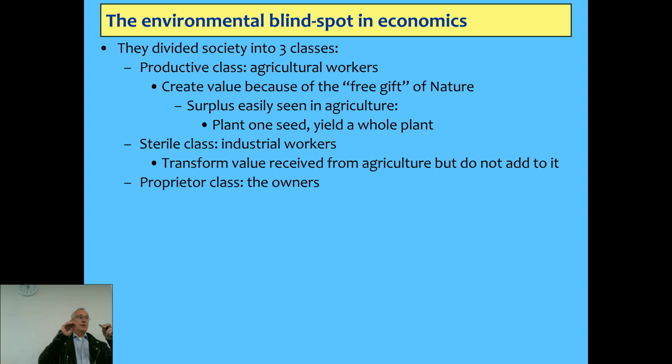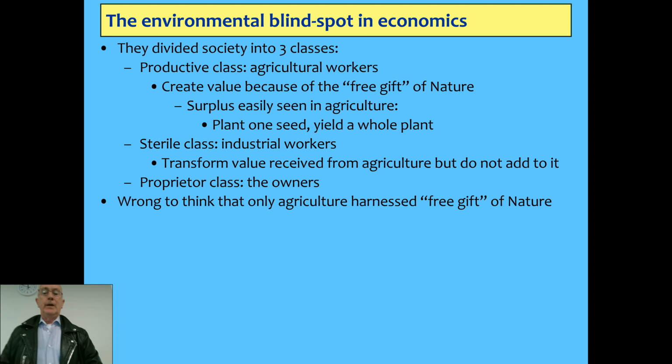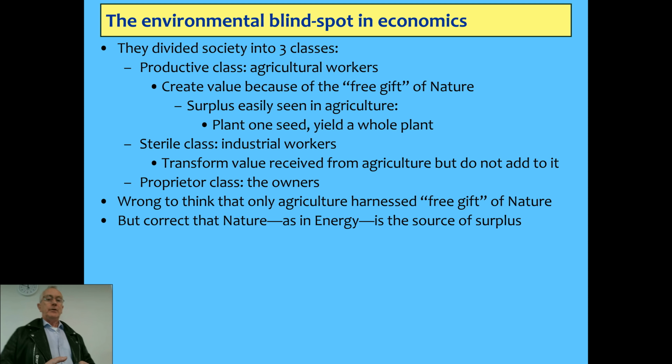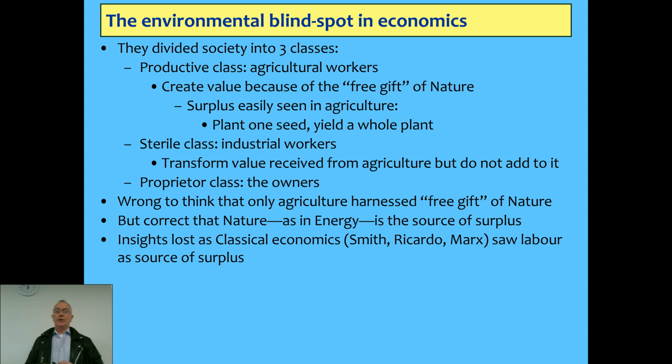They weren't seeing the role of energy in what the industrial workers did. So they missed that particular clue. Then they had what they called the proprietor class, or the owners, and they were the ones who made the greatest wealth out of this because they were the owners. Now, they were wrong to think that agriculture was the only way you could harness that free gift. But they were right to say if you didn't get the free gift from nature, you couldn't do anything. So energy is absolutely essential to start the whole thing.